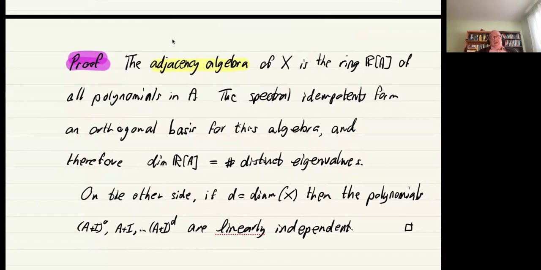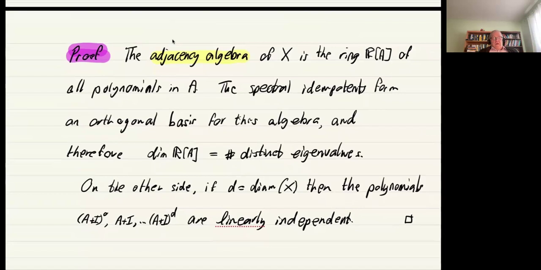I mean, they form a basis, and I'm just remarking that they're orthogonal with respect to the matrix inner product on matrices. Okay, and so if you have a basis for the algebra, then you know its dimension. It's just the size of the basis. And so the dimension of the adjacency algebra is the number of distinct eigenvalues. Okay, so that gives us the right-hand side of the bound. To get to the left-hand side, the trick to notice is that if d is the diameter of X, then the powers of A plus I up to d are linearly independent.